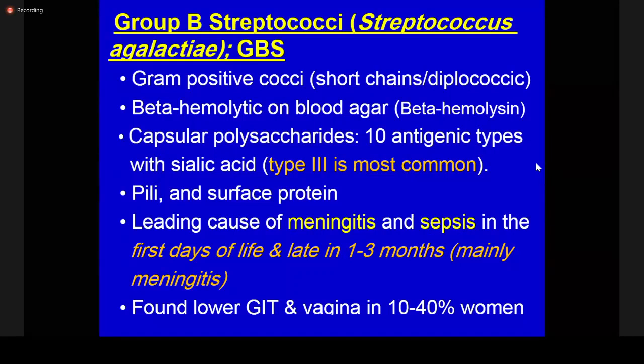These microorganisms are found in the lower GI tract and vagina of 10 to 40% of women. So the child gets the microorganism from his mother during delivery, because it's present within the GI tract and the vagina of the mother in about 10 to 40% of the cases.